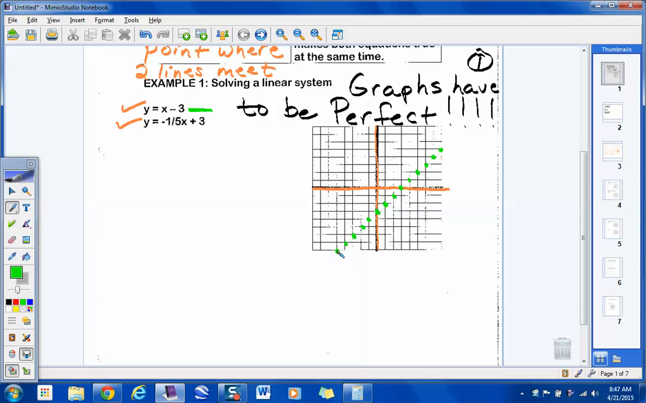Now, this is where things get interesting. I'm going to change my color. I'll do this one in red.